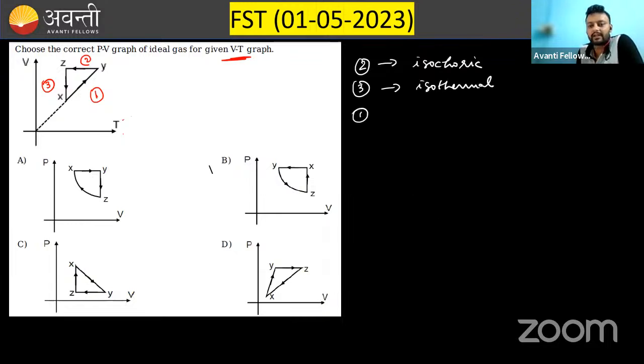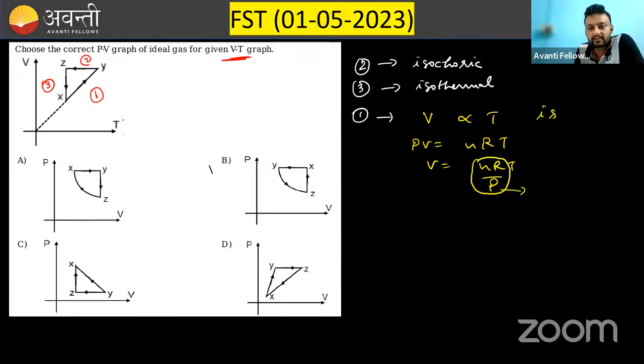Now for process number 1, what I can see is that V is proportional to T. And for example, you know that PV is equals to nRT, or you can say V is equals to nRT over P. And they are saying V is proportional to T, that means this whole term is constant. That means P is constant. So this is an isobaric process. So now we know all the processes.